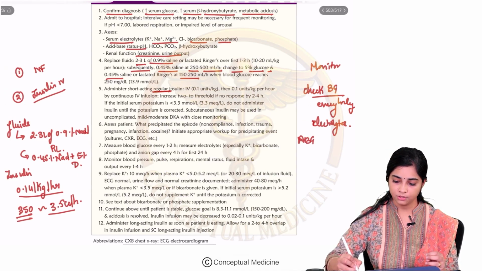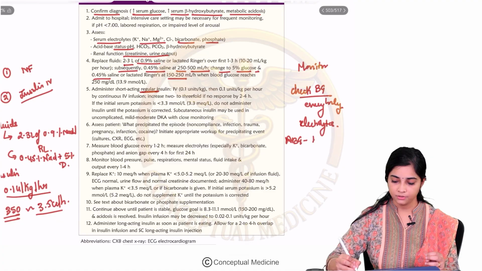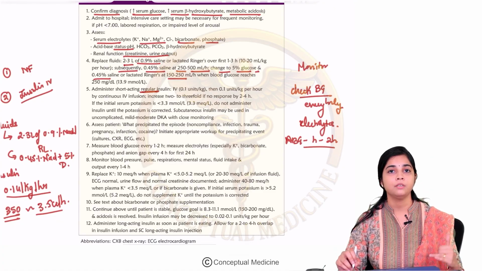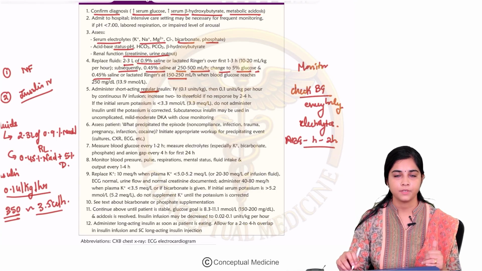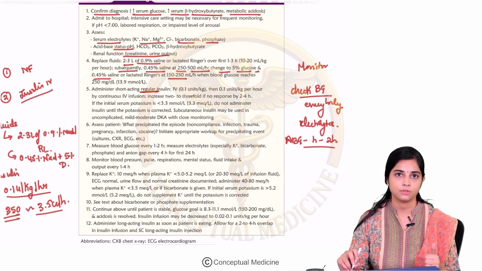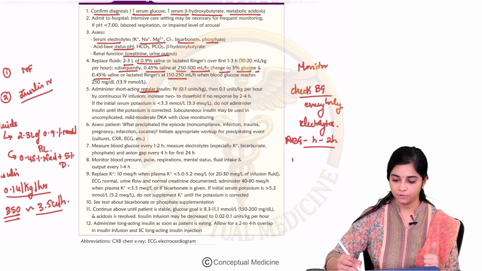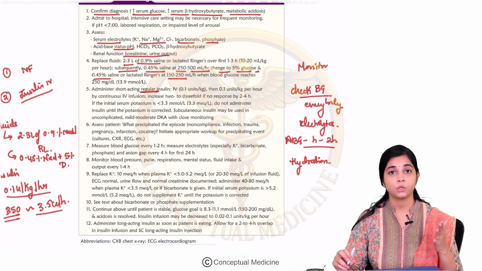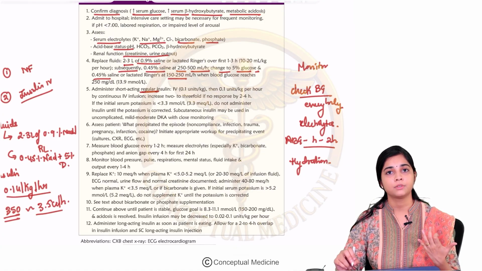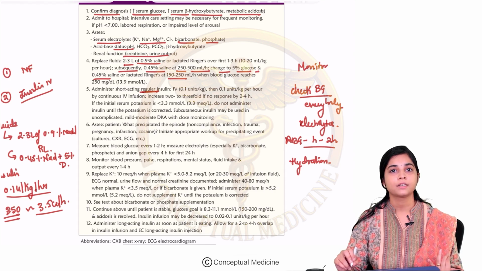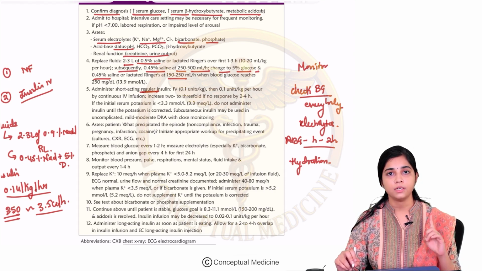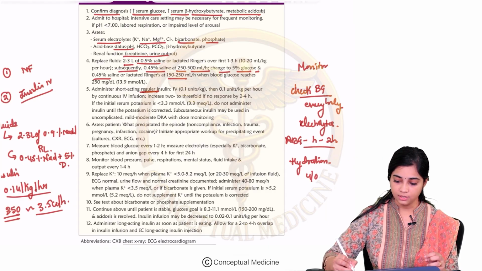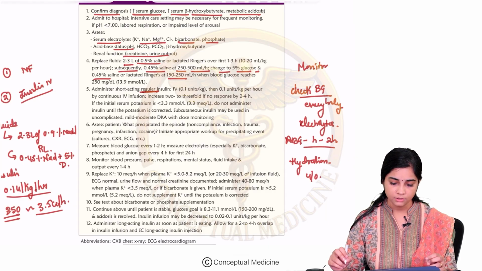You will have to do an ABG every hour to 2 hourly. Look for improvement in your acidosis. Apart from that, you will have to monitor the patient's hydration status. You will have to see whether you are overhydrating them. If you are overhydrating, the JVP will begin to rise and you can have bilateral crepitations as well. So look for your hydration status. Monitor the urine output.